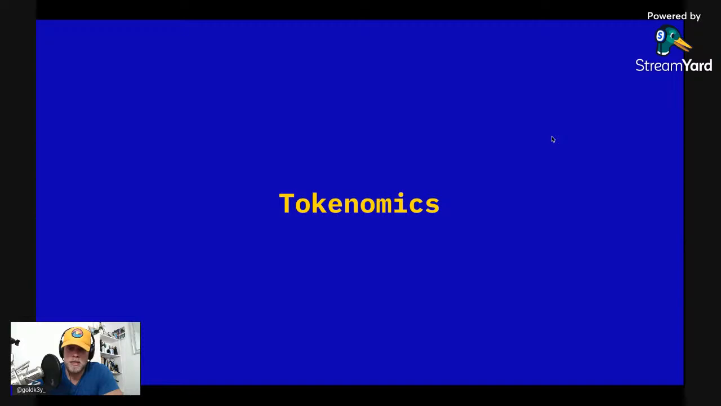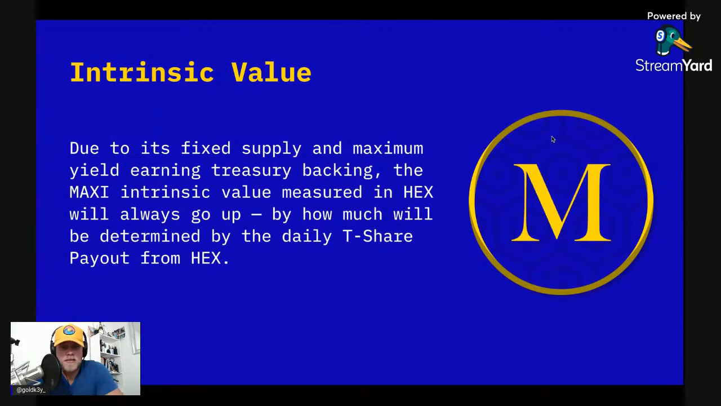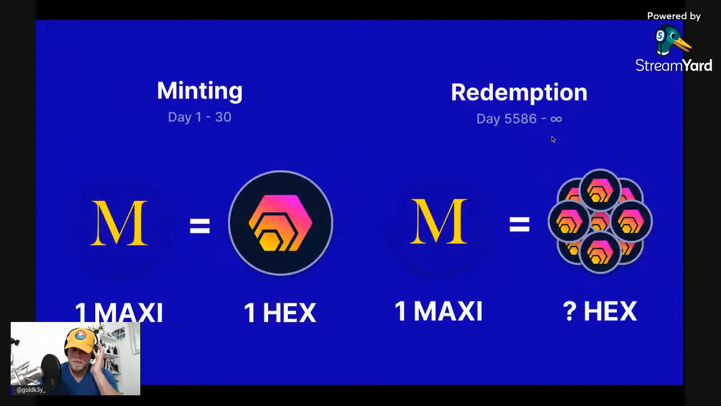And we'll talk about the tokenomics. Due to its fixed supply and maximum yield earning treasury backing, the Maxi intrinsic value measured in Hex will always go up. By how much will be determined by the daily T-share payout from Hex. During the minting phase, day 1 through 30, 1 Maxi will equal 1 Hex. After that, 1 Maxi will be worth more and more Hex every day. And who knows what 1 Maxi will be worth in Hex at the end of the MaxLink stake.